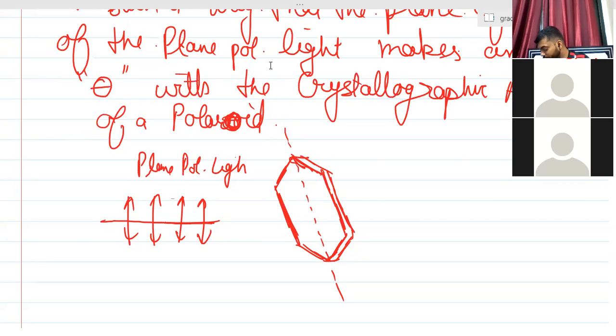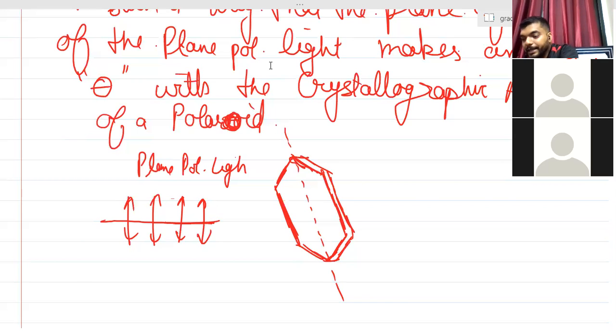So basically what I'm doing, this is the plane of vibration. Initially the light rays were along the plane of vibration. Now I'm moving the crystallographic axis. So can you see an angle theta? This angle theta is basically that theta which I was talking about. Is it clear? Is it clear, guys?